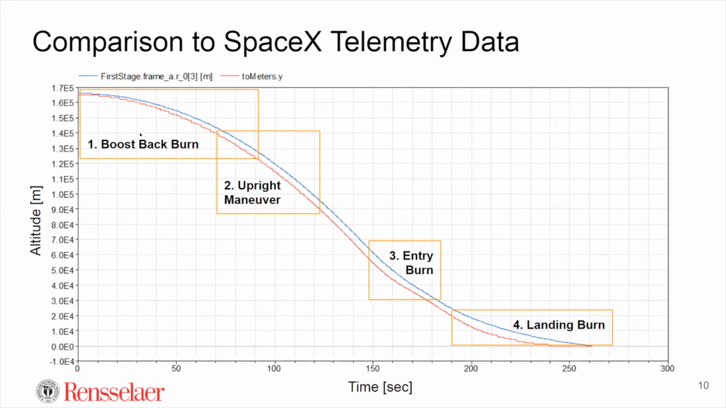You can see the different burns that are occurring. This boost back burn, upright maneuver, entry burn, that's what's really slowing it down. So you can see the curve flattens out a little bit there, and then lastly the landing burn. I would note though that when making this model, we did reference this data. So we tweaked it a little bit so it fit this. We didn't just complete this and then look at this and say, oh, it works. But yeah, we did reference this as we were building it.